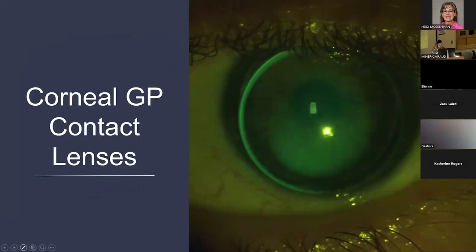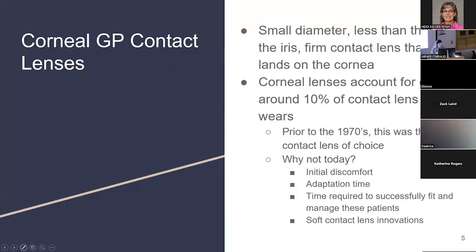So we are going to start off with corneal gas permeable lenses. That's what you see pictured here. The reason it is glowing green would be because I put in sodium fluorescein dye to assess all these lenses on patients' eyes. And so that's why it looks like this. What is a corneal gas permeable lens? This is a small diameter lens that is less than that of the iris. It's a firm contact lens, and it lands directly on the cornea. I want you to keep that in mind.